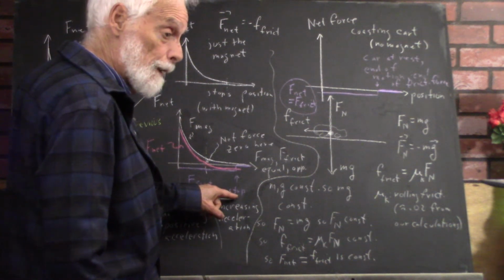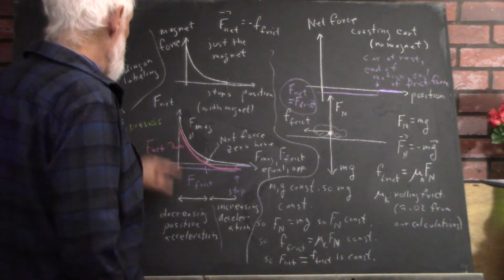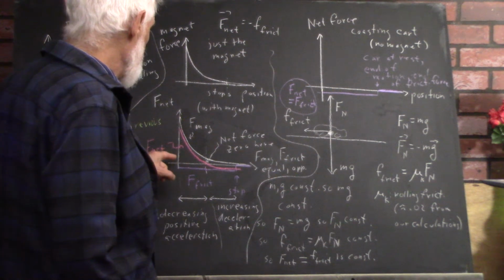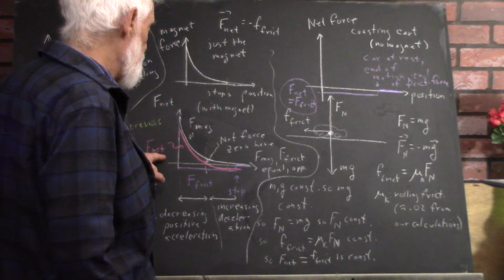and the frictional force, of course, comes to zero when the cart stops, then the red graph is going to represent the net force.